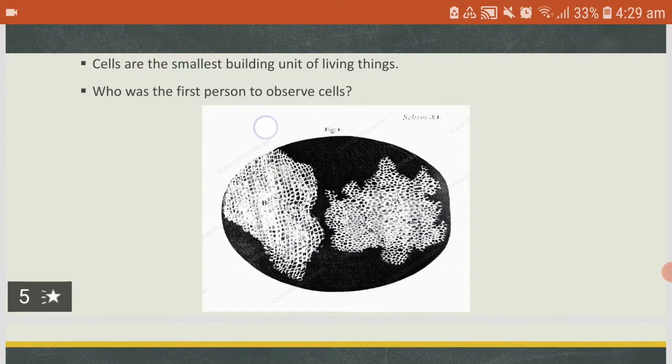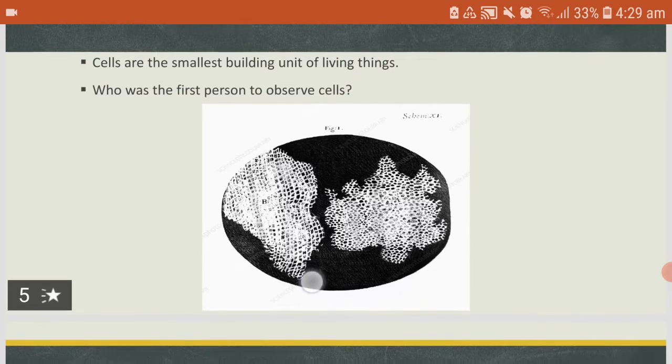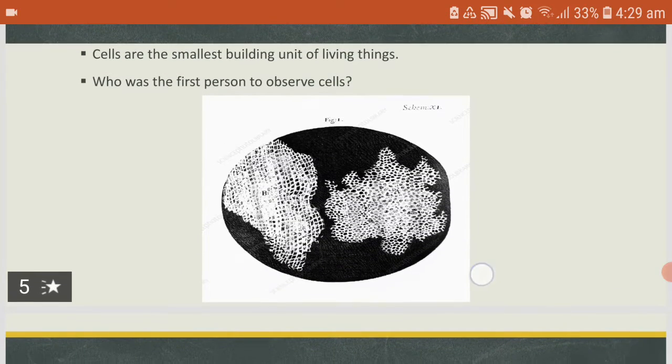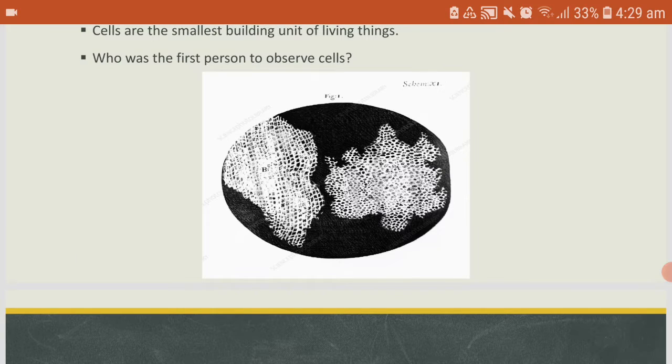Do you know who was the first person to observe cells and name them? The person was Robert Hooke, and this is what he saw under his microscope for the first time. When he saw them, he thought that these look like the rooms of monks in a monastery, which were called cells. Therefore, he named them cells.